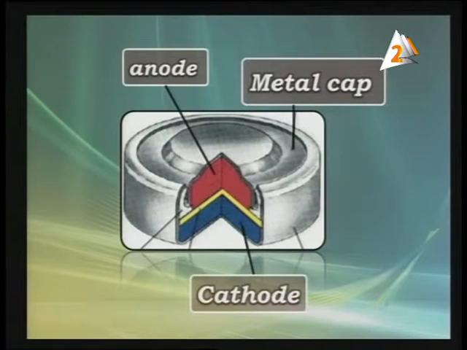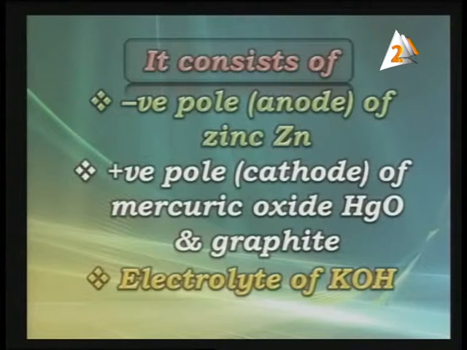We must draw it in the right way. So the metal cap and the anode, and we have the cathode. Anode means like this. It's the negative pole of zinc. And we have the positive pole, the cathode, of mercury oxide.